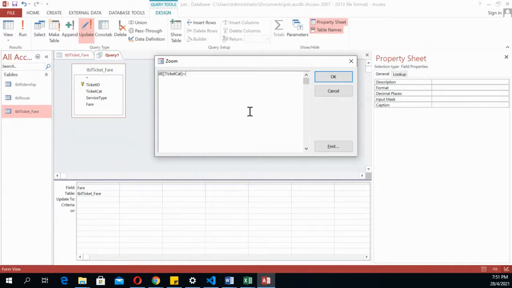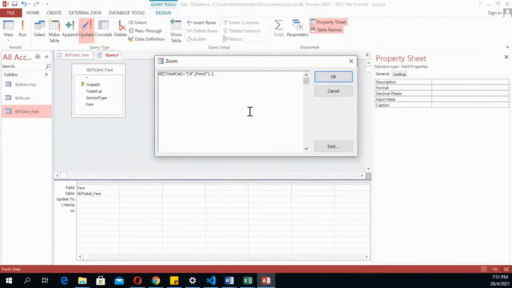Ticket category is equal to CA, so in quotes, CA. You can use double quotes or single quotes. Let's try it. If ticket category is equal to CA, what are we going to do? Update it to increase it by 10%. So it would be fare times 1.1, right? Yes, 1.1, that's the same thing.